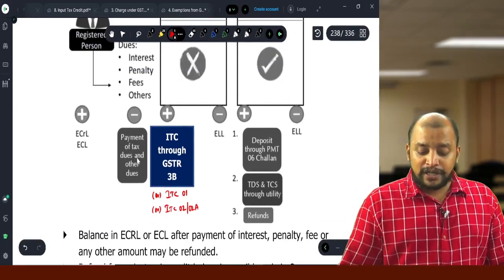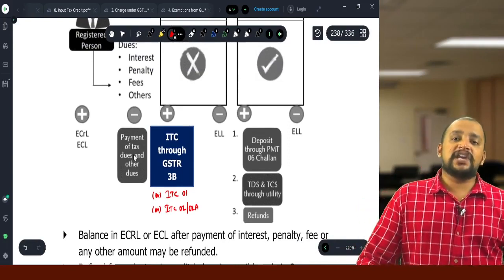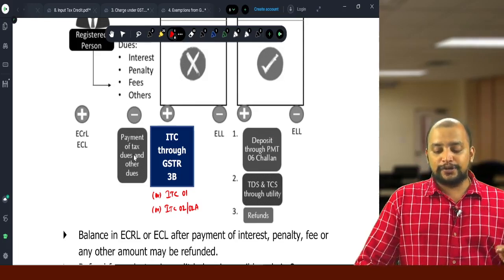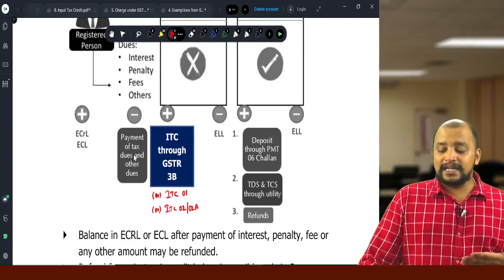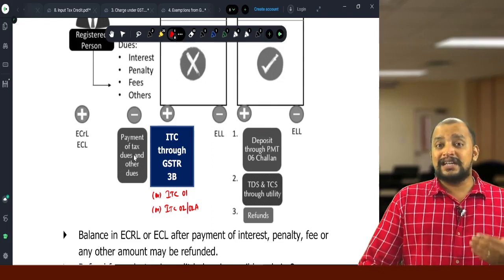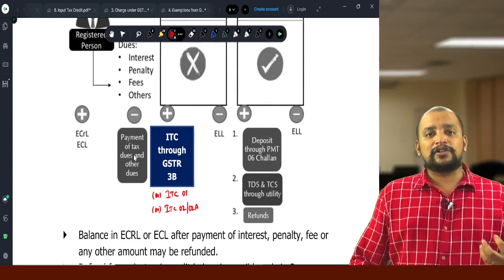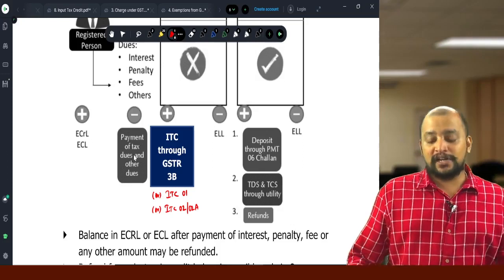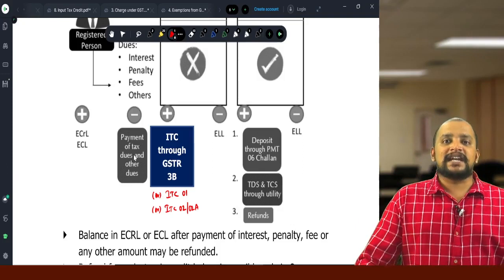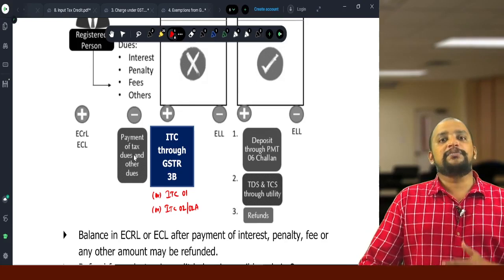Whereas how will money come into the cash ledger? The moment we fill the payment challan and make a deposit of tax, money will come into the cash ledger. Deposit through PMT 6 challan, and then TDS and TCS. This concept of TDS TCS is not there for CA Inter. Whatever TDS TCS is deducted by the recipient will also come into the electronic cash ledger, which can be used for payment of liability. Also any refunds: if any refund of excess payment of tax is granted, it will be credited back to the cash ledger.